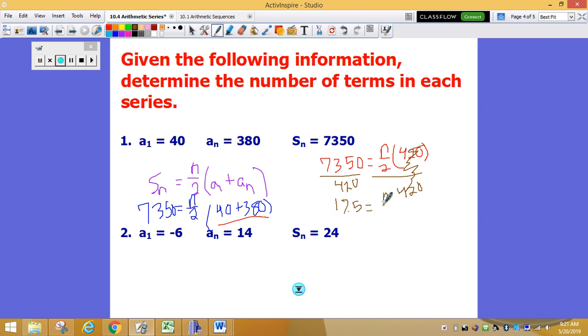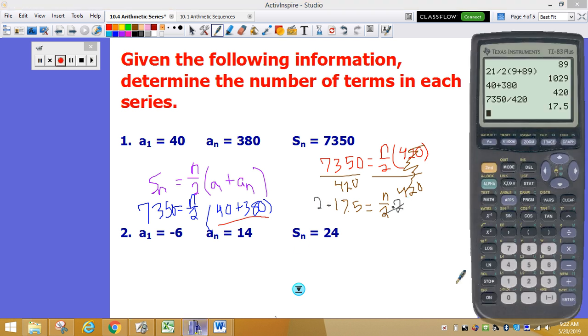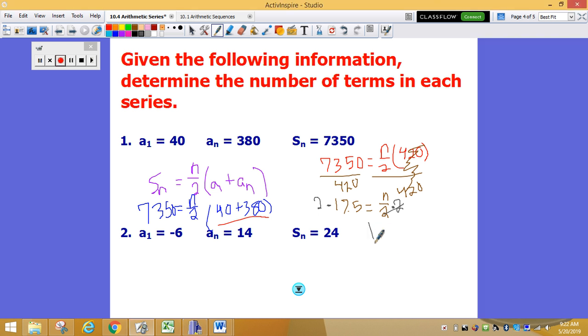Over here I still have an n divided by 2. So my last step is to move that 2. Well, they're dividing, and the opposite of dividing is multiplying. So I'm going to multiply by 2 here, and I'm going to multiply by 2 here. So 17.5 times 2 is 35. So n is 35. So I added the first 35 terms to get that 7,350.